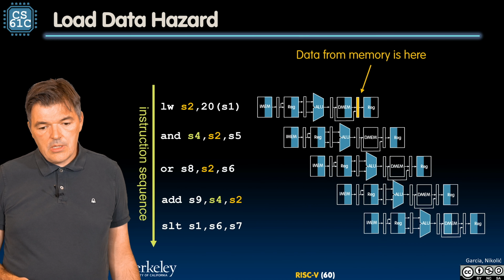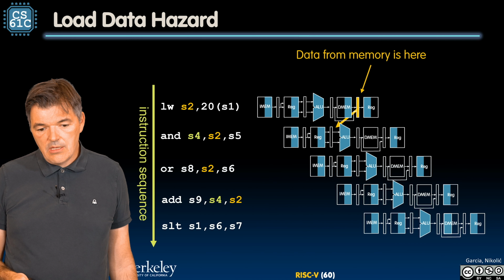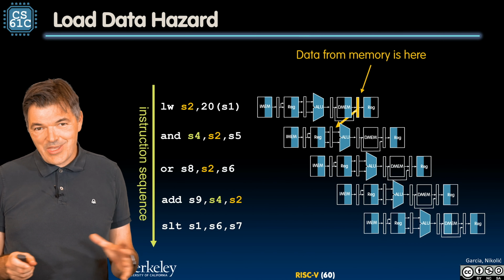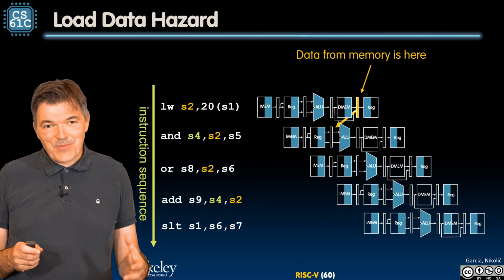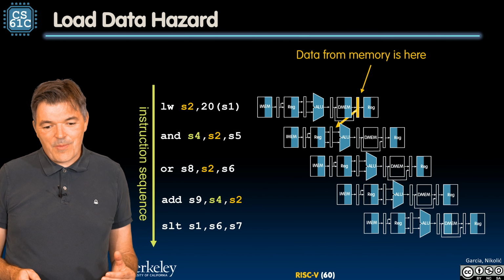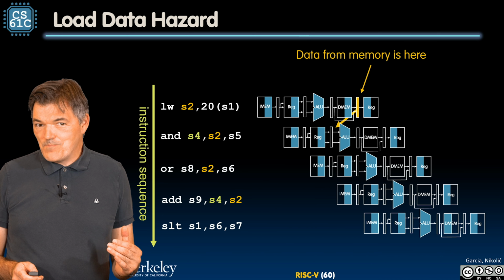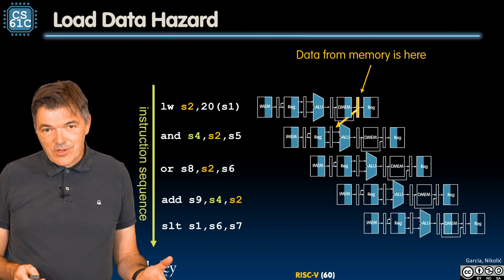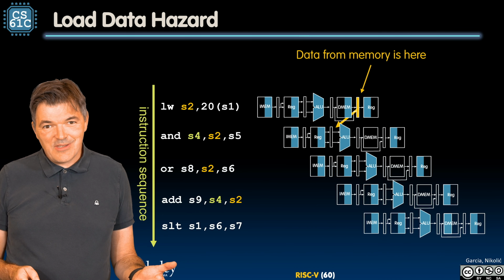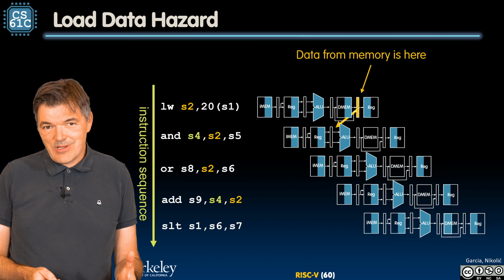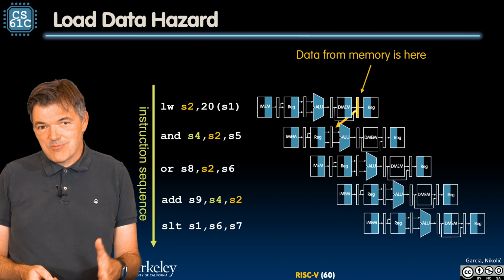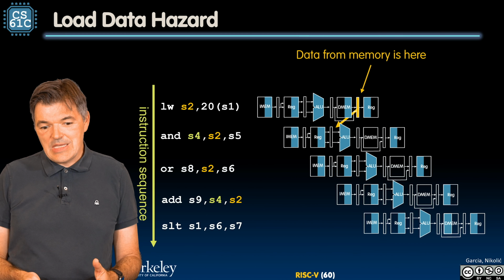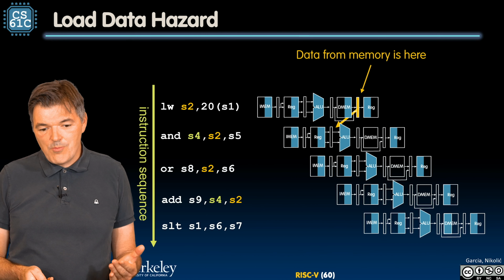So data from the memory is there, but it is needed one cycle earlier. We can't go back, we cannot jump time here. There is no forwarding solution that is going to fix this. Forwarding basically helps us go forward in a pipeline. There is no solution that allows us to go back in a pipeline.